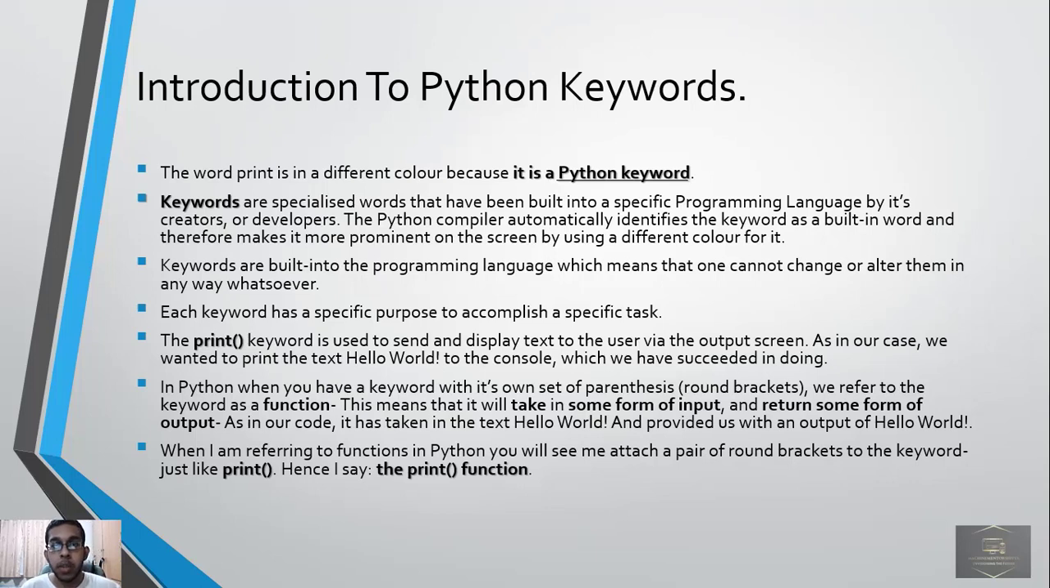Introduction to Python keywords. The word print is in a different color because it is a Python keyword. Keywords are specialized words that have been built into a specific programming language by its creators or developers. The Python compiler automatically identifies the keyword as a built-in word and therefore makes it more prominent on the screen by using a different color for it.